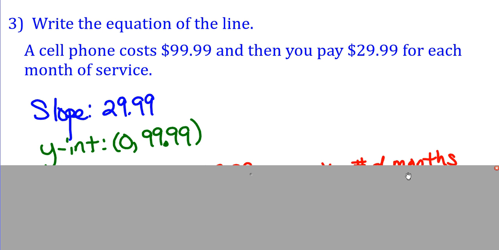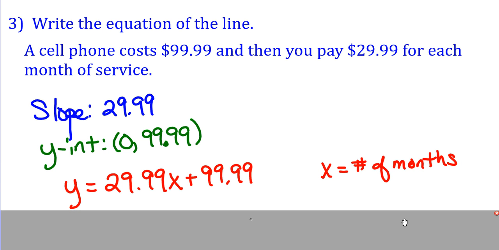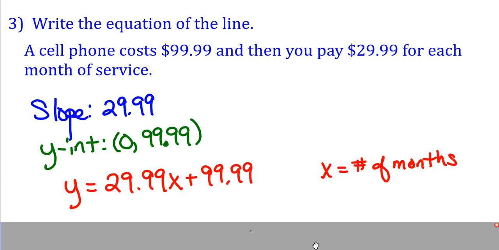So if we were going to write this, we could write it into slope-intercept form fairly easily. y equals mx plus b, where x is the number of months and y is the total cost. So our equation would be y equals 29.99x plus 99.99.